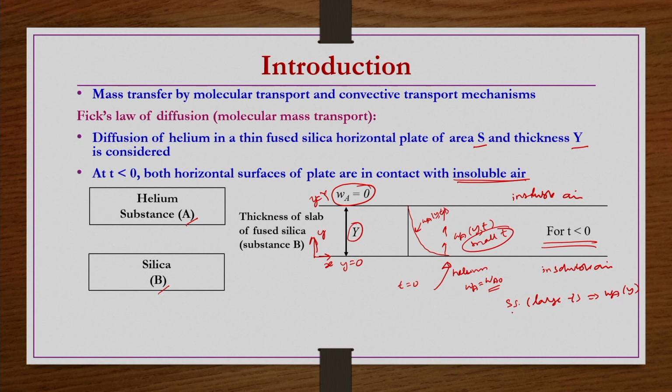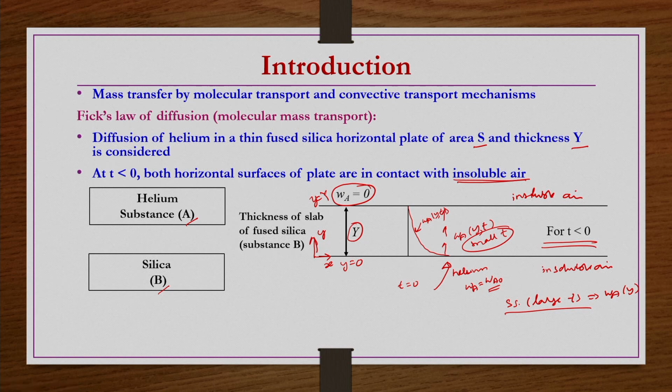This profile is linear for large t, and at such large values of time, when steady state is established for the process of solubility of this component, helium, into the fused silica through diffusion, it attains a linear profile. So that flux, whatever is there, we can relate it to the concentration gradient of helium within this slab.